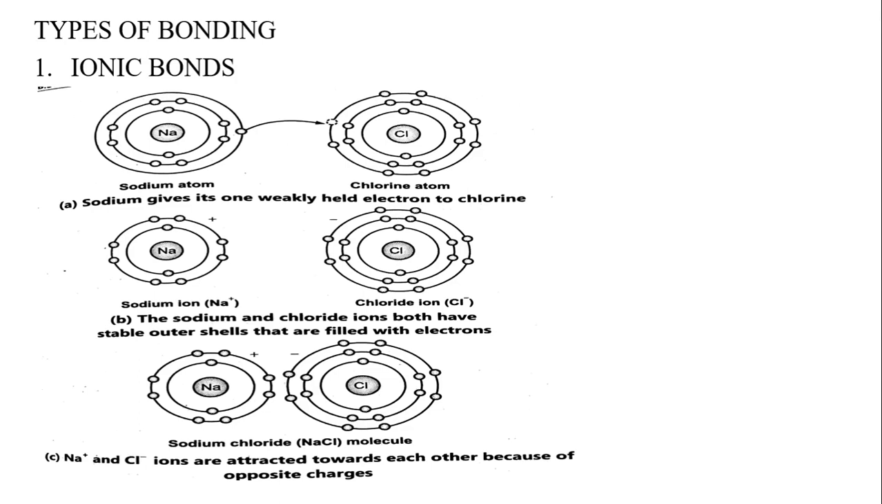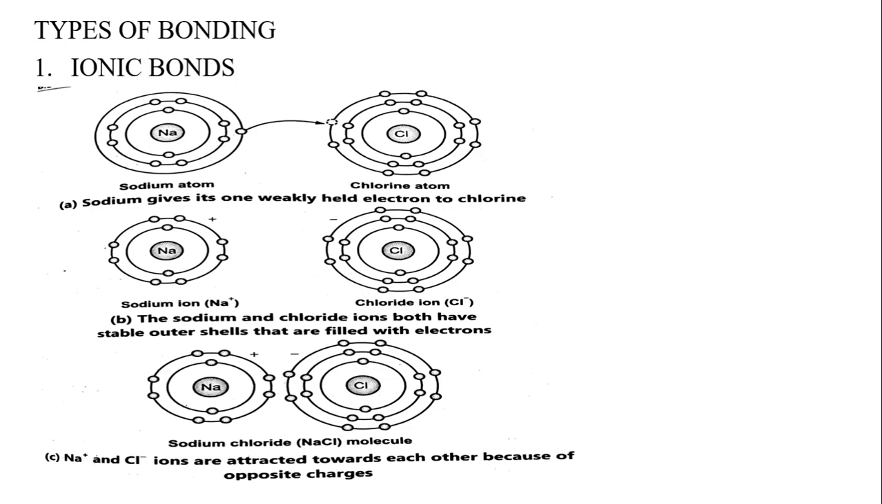First is ionic bonds. An ionic bond is a type of chemical bond formed through an electrostatic attraction between a positive ion and a negative ion. One or more electrons from one atom may transfer to the other atom. The resulting positive and negative ions attract each other.